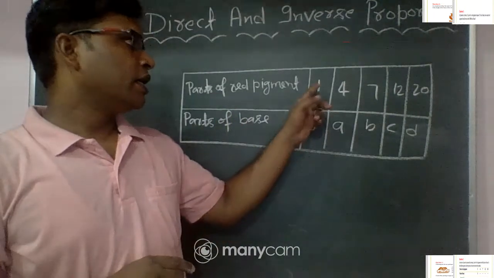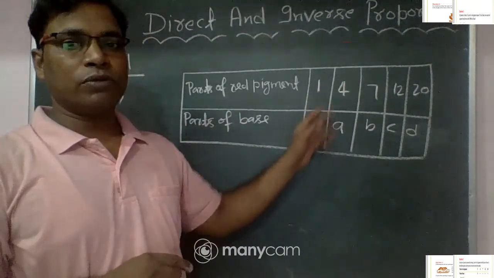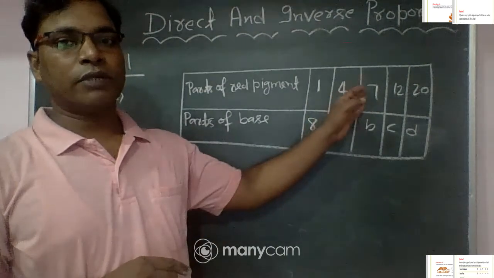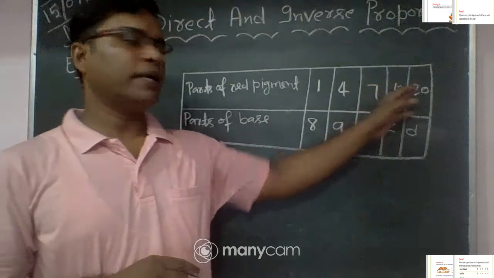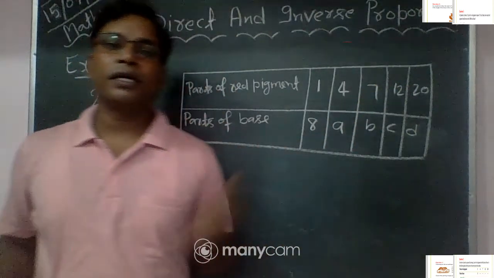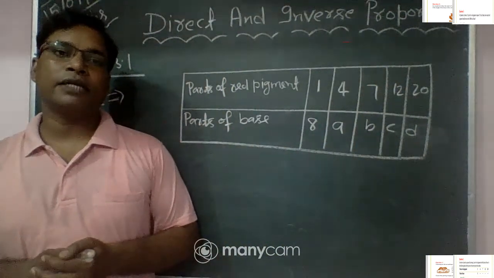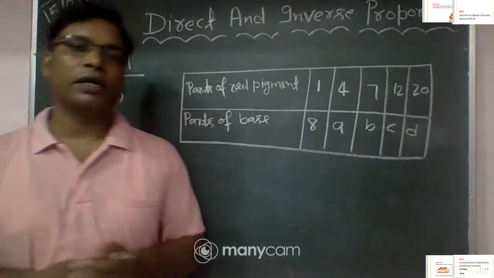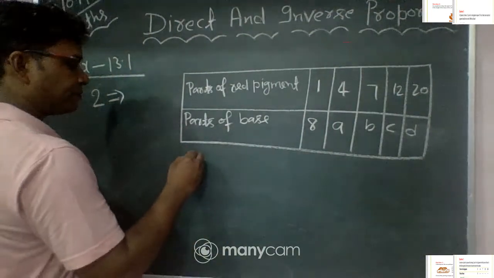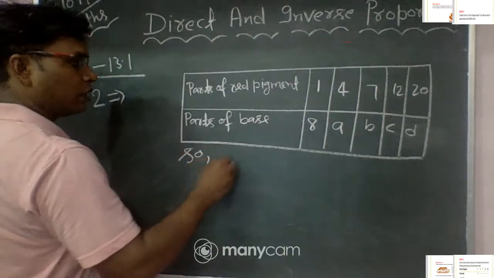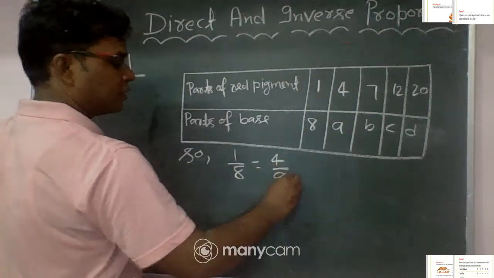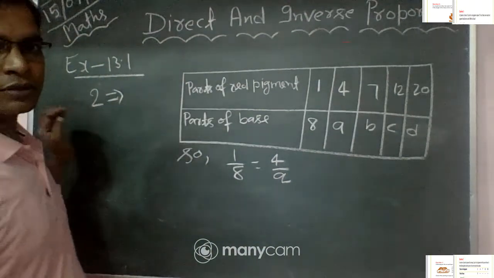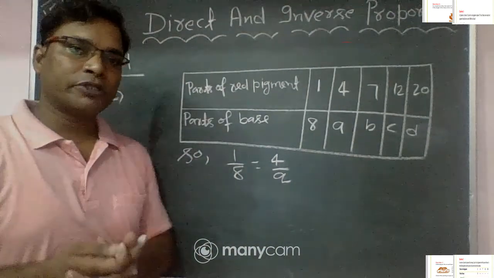It means that 1 by 8 is equal to 4 by a is equal to 7 by b is equal to 12 by c is equal to 20 by d, because it is a direct proportion. Okay, so we can write here 1 by 8 is equal to 4 by a. Clear? In direct proportion, ratios are the same.